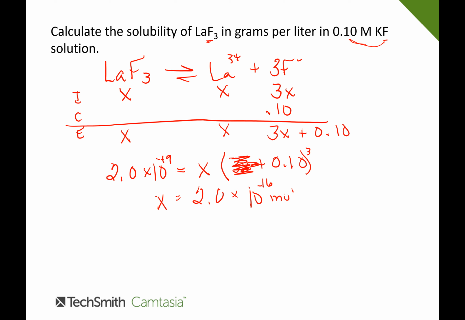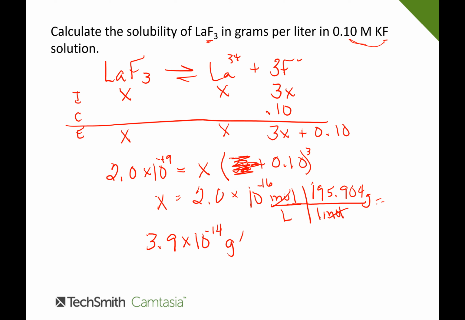And that's moles over liters. And they still want me to find grams. So I'm going to use the same molar mass I had last time because it's the same thing. 195.904 grams. And now I got my solubility to be 3.9 times 10 to the minus 14th grams per liter. And before it was 1.8 times 10 to the minus 3. So this is much, much smaller.